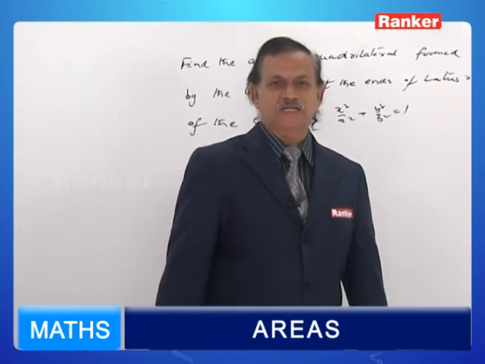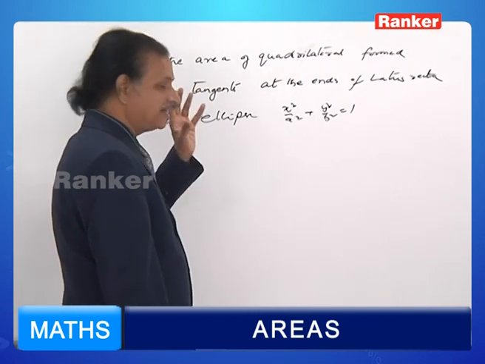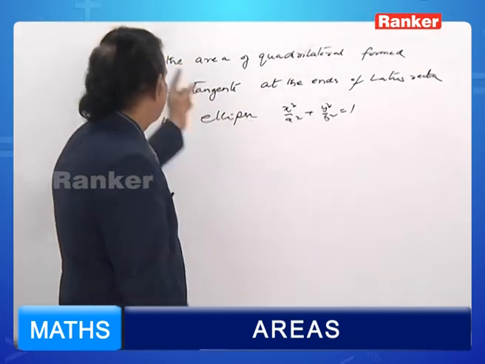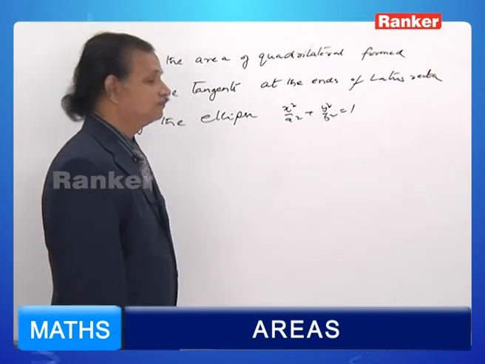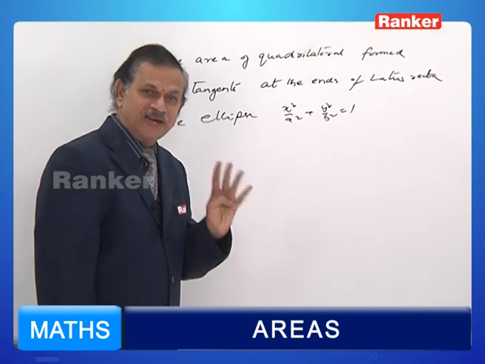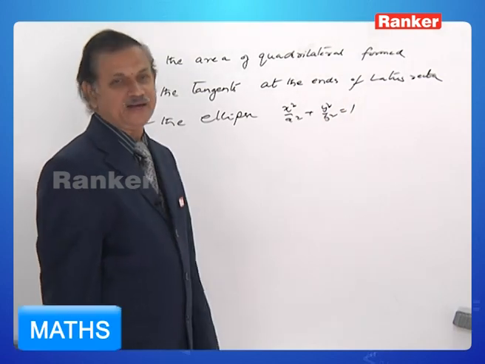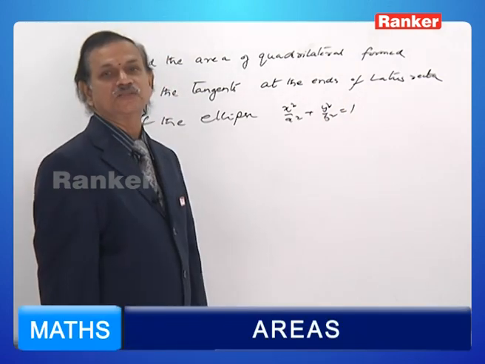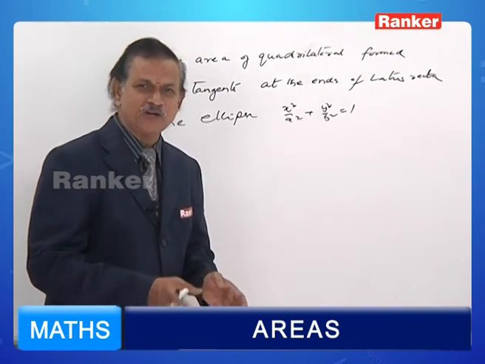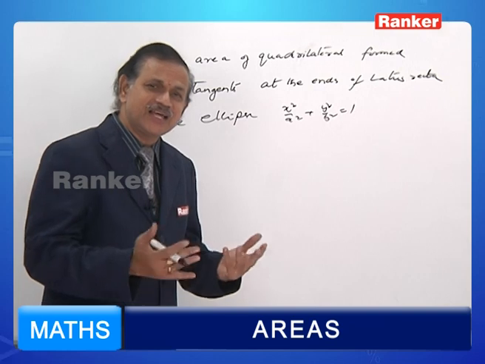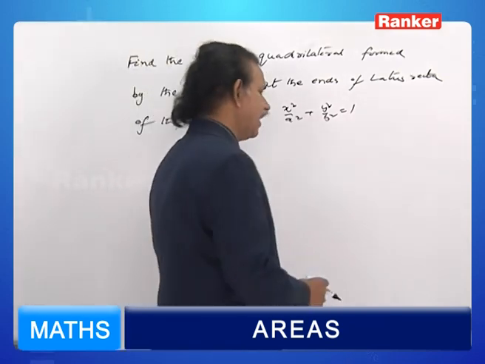This is also a famous question, of course. Let us first understand the question, what has been asked. We are supposed to find the area of a quadrilateral formed by, what are the 4 lines which form the quadrilateral? The tangents at the ends of latus recta of the ellipse x square by a square plus y square by b square is equal to 1. Okay, the tangents have been drawn to the ellipse at the ends of the latus recta. Okay, let us first observe the diagram.